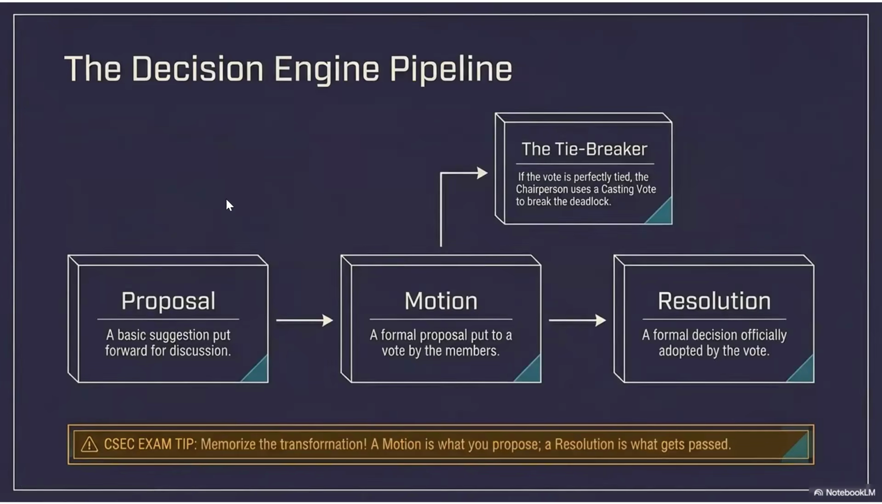A proposal in a meeting is when somebody suggests something happen. A motion is when you make it formal, so you put it to a vote by the members of the meeting.